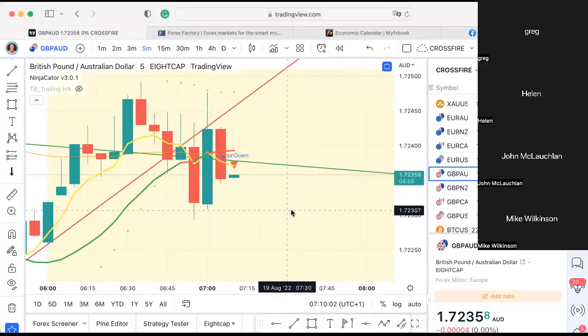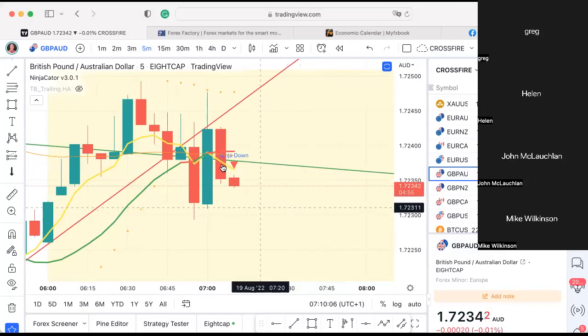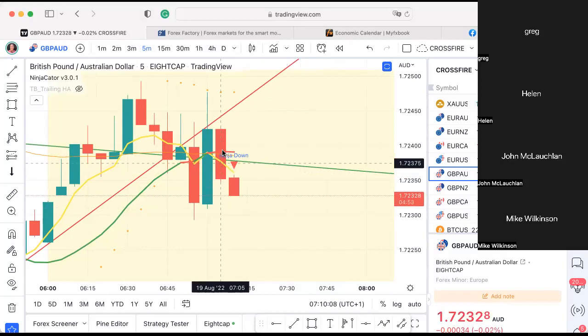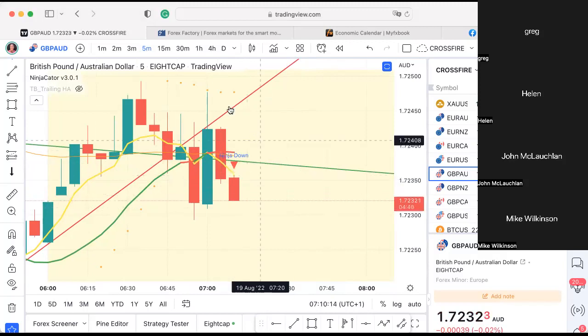Yeah, British pound, Aussie dollars starting to make a move. The 5 has moved below the 13. We've got a ninja down. We're below the green line. We're definitely below the red line. PSAR's above. So here's a potential trade.